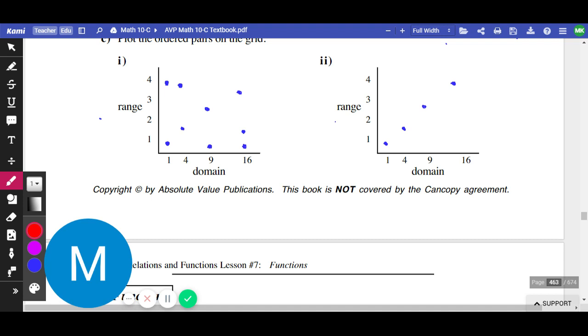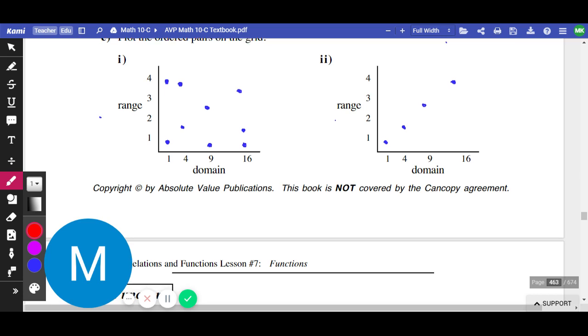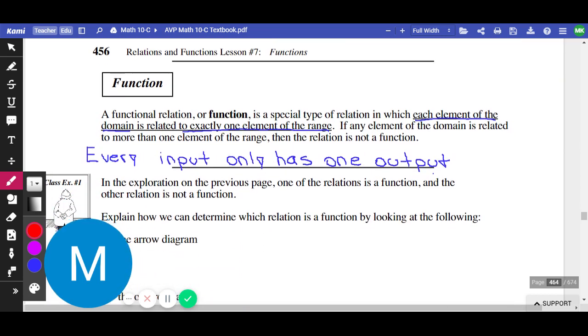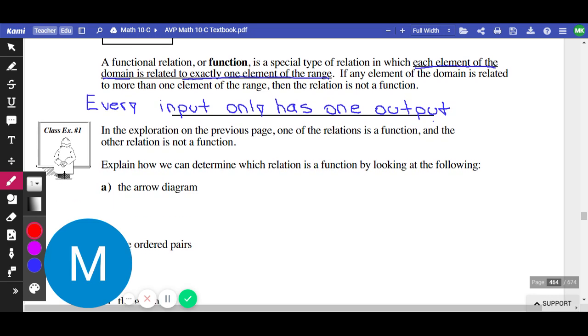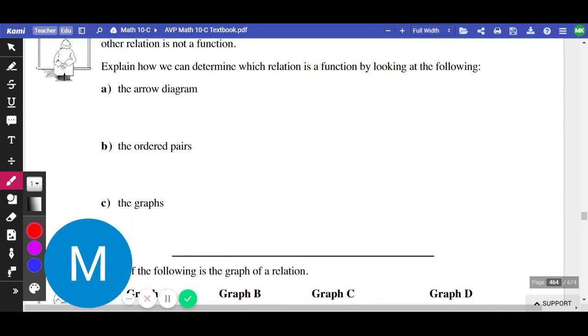Okay. Biggest thing, a function. Every input only has 1 output. In math, that means there's no repeated x values. We just discussed kind of this stuff right here.